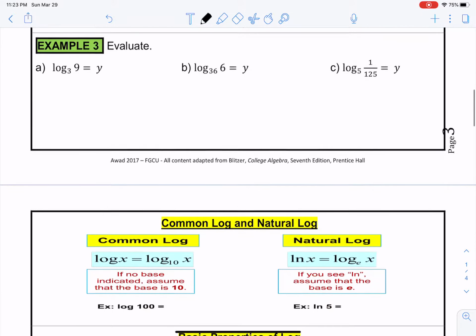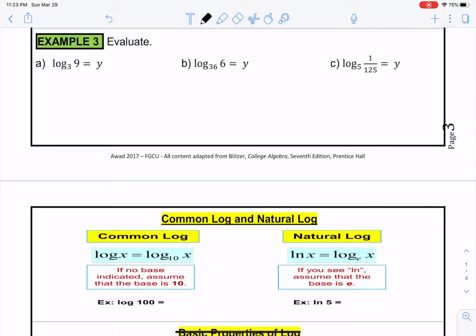Example 3 has logarithmic equations. If we want to evaluate it, we typically take exponentials, or if we solve logarithmic equations. But in this case, we simply have numbers here. So log base 3 of 9, I could write 9 as 3 squared equals y. And we know that the log base 3 and the exponential base 3 would go away, leaving us with y equals 2.